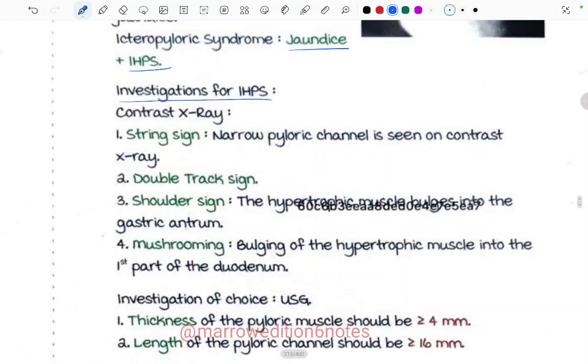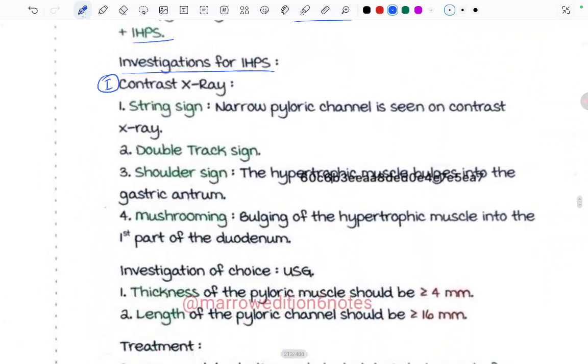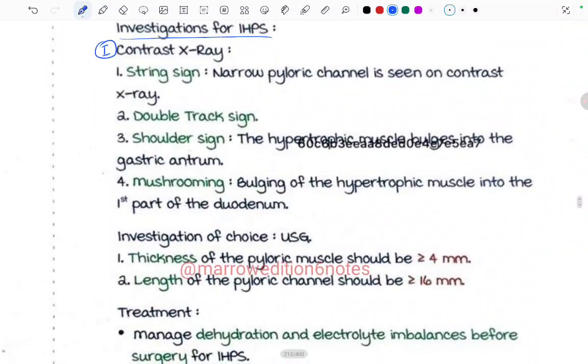Investigations for the IHPS. First one is the contrast X-ray. On the contrast X-ray, we can see the string sign, that is the narrow pyloric channel. A second one is the double track sign. Third one is the shoulder sign: the hypertrophic muscle bulges into the gastric antrum. Fourth one is the mushrooming, bulging of the hypertrophic muscle into the first part of the duodenum. These were all the contrast X-ray signs: the string sign, double track sign, shoulder sign, and the mushrooming.